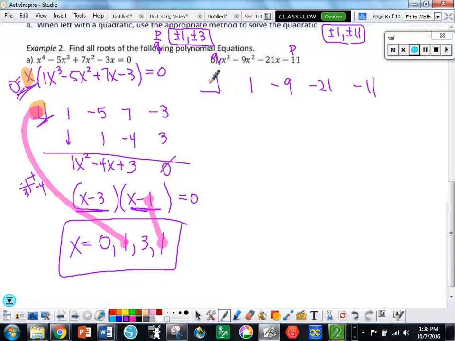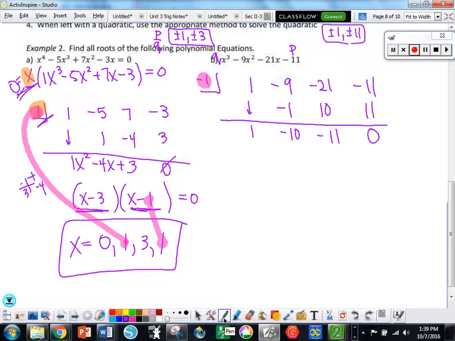Can you find one that works? Does 1 work? No? Negative 1? Okay, negative 1. 11 works as well. Okay, so 1 times a negative 1 is negative 1. Add, you get negative 10. Multiply, you get 10. Add, you get negative 11. Multiply, you get 11. Add, you get 0. So my first solution is here.